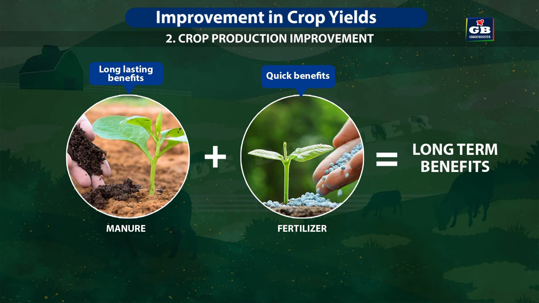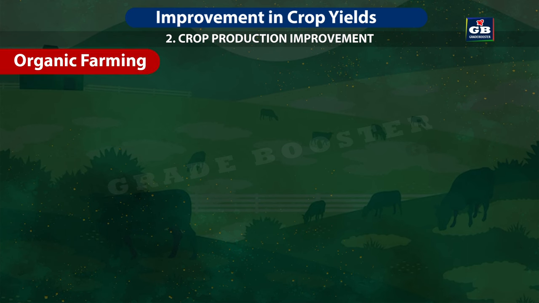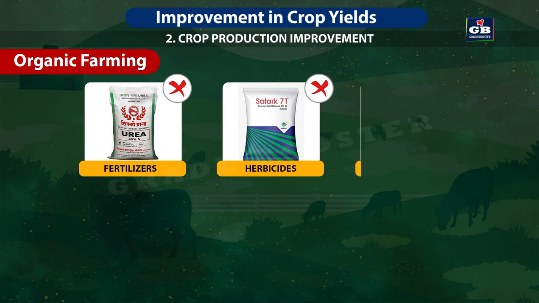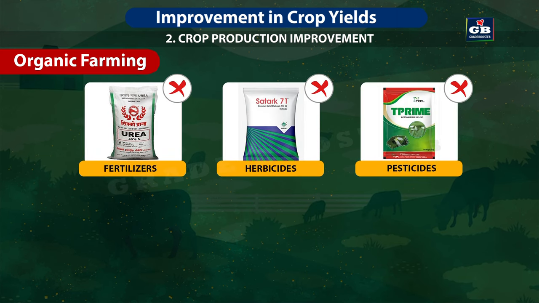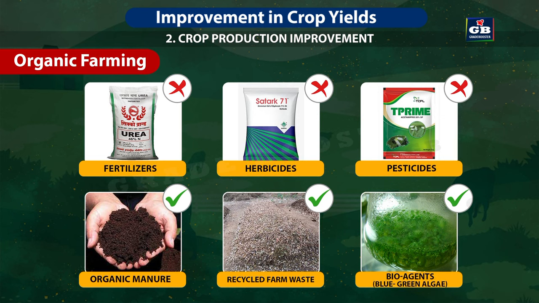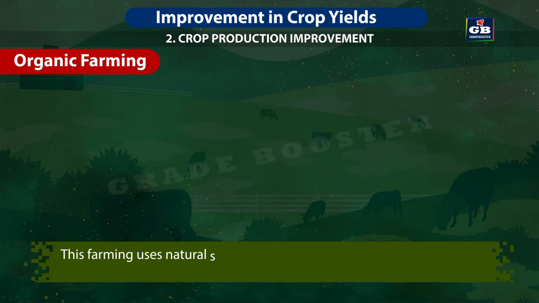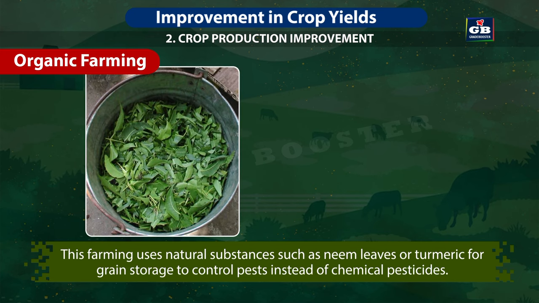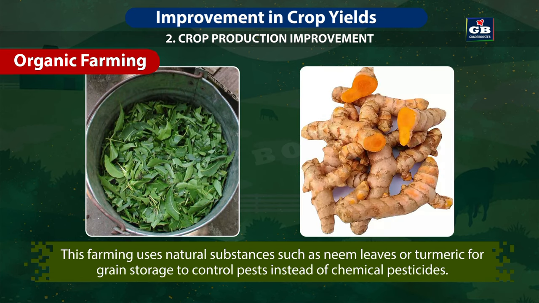Organic farming. It is a farming method that uses very few or no chemicals like fertilizers, herbicides, and pesticides. It relies heavily on natural sources like organic manure, recycled farm waste, and bioagents like blue-green algae as biofertilizers. This farming uses natural substances such as neem leaves or turmeric for grain storage and to control pests instead of chemical pesticides.